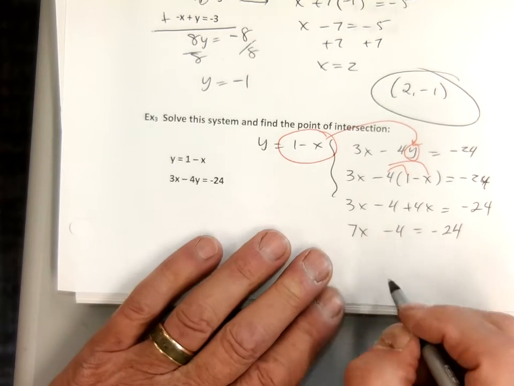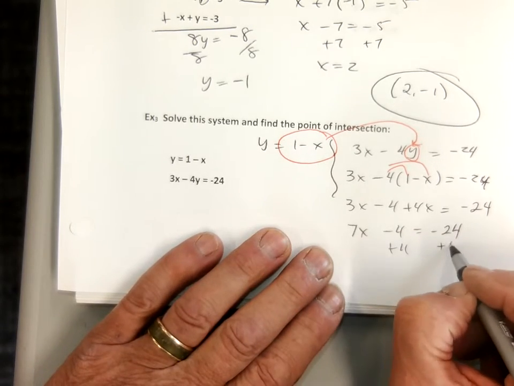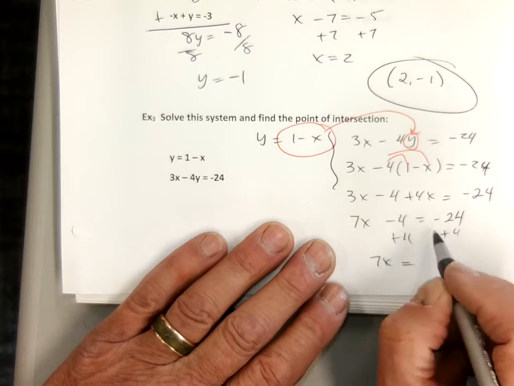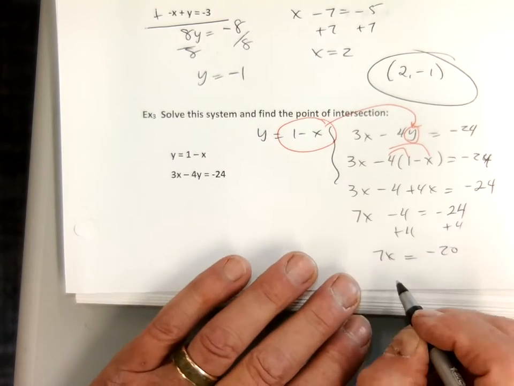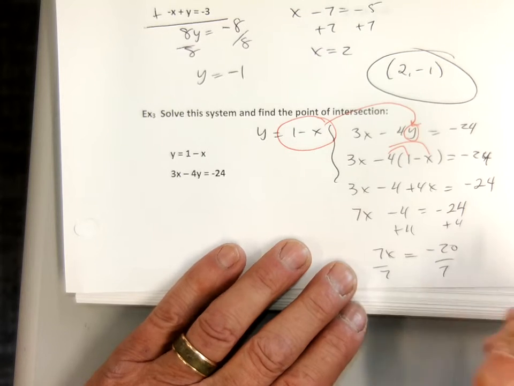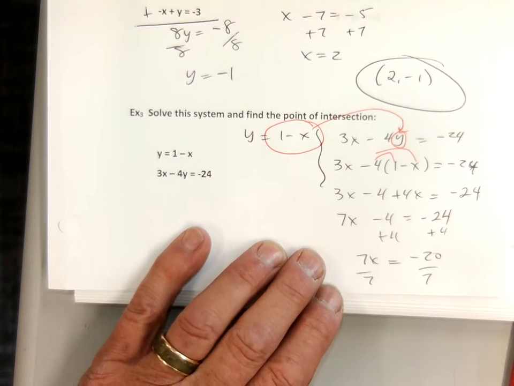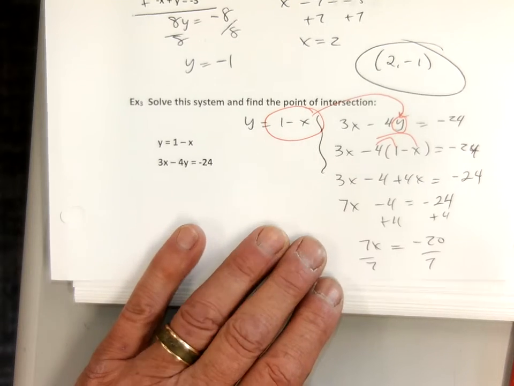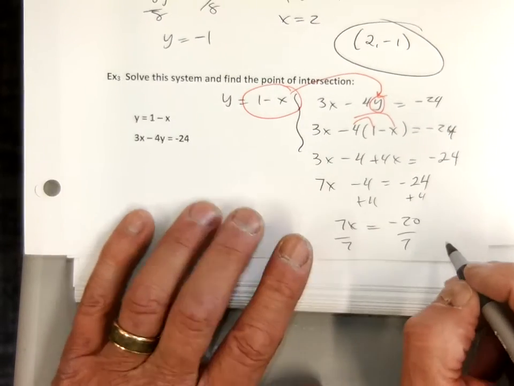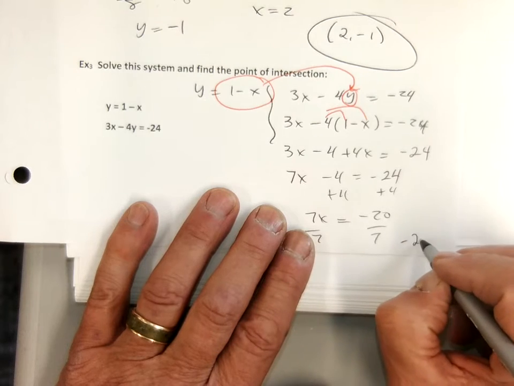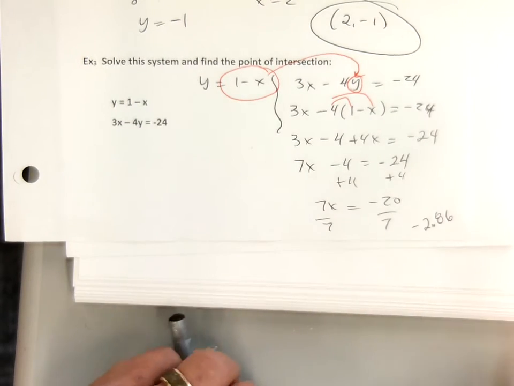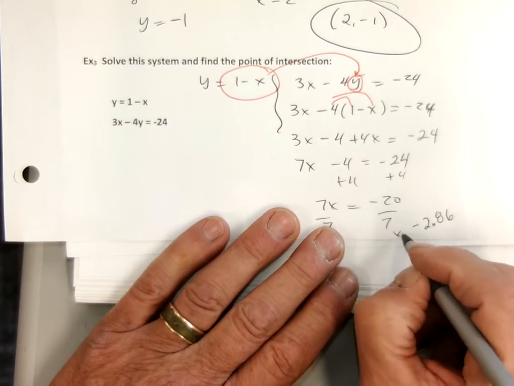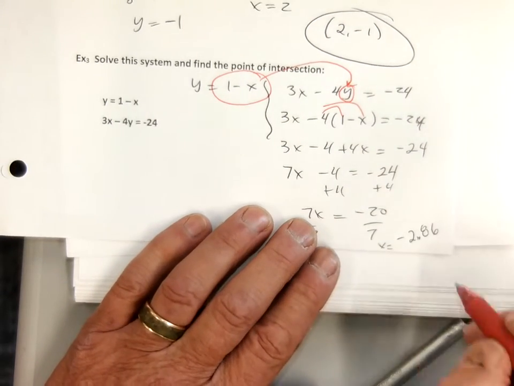Plus 4 plus 4. Darn, I'm going to get a fraction. And I get a negative 20. Divide by 7. I'm going to have to use a decimal. Negative 20 divided by 7. I get negative 2.86. Ooh, ugly number. So then, I know what x is. That's an ugly number, but c'est la vie. Good thing I didn't try and graph that one.